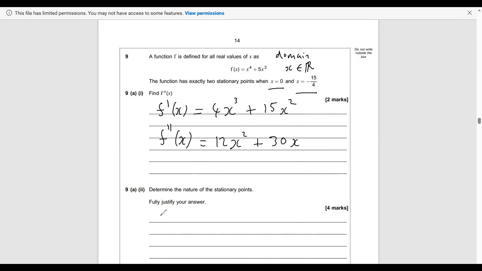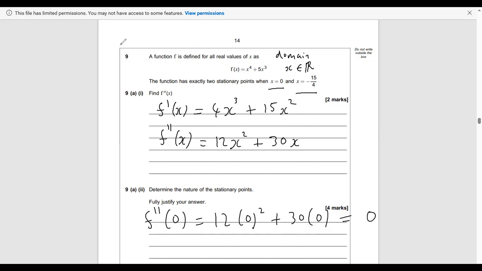So let's start with the first one and plug in x equals 0 into our second derivative. If we do this, we get 12 times 0 squared plus 30 times 0. That's going to give us 0. So we get a second derivative of 0. That means that when x is 0, we don't have a maximum, and we don't have a minimum.